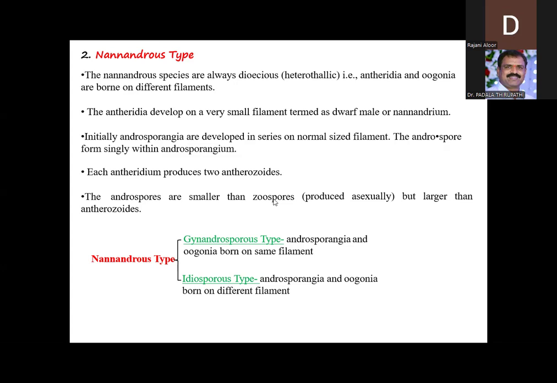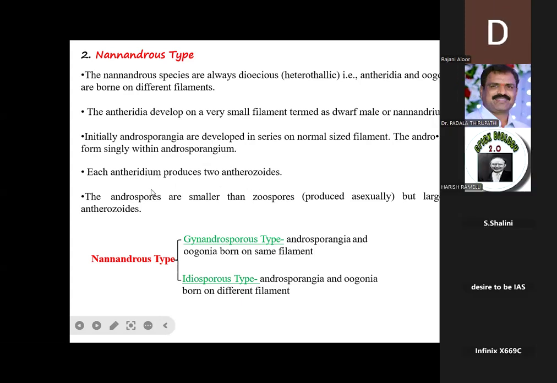The antheridia develop on the dwarf male or nannandrium. Initially these androsporangia develop into normal size filaments and form a single androsporangium. Each and every antheridium produces anthrozoids.